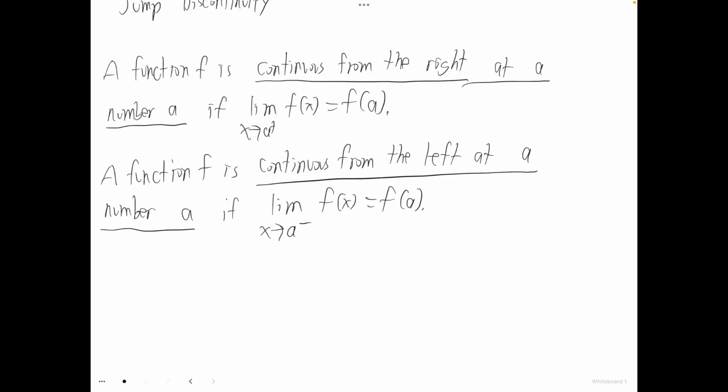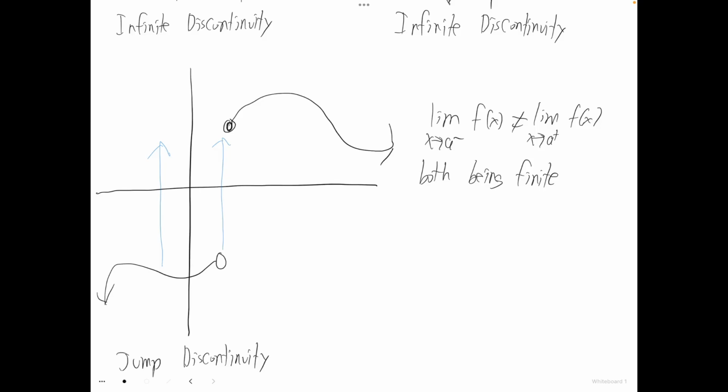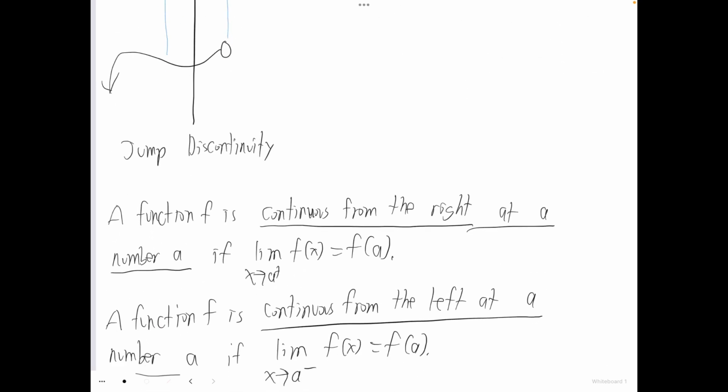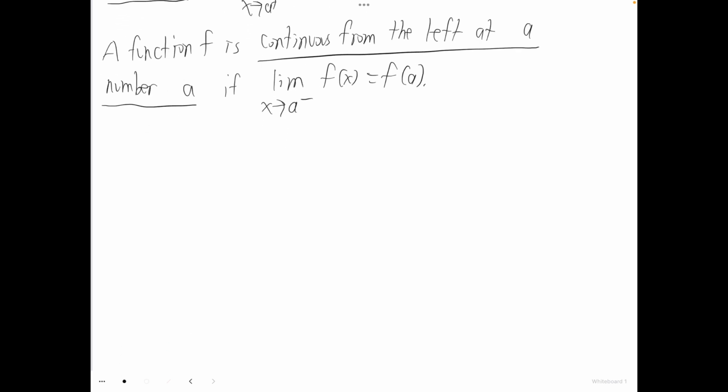And so here we only have to check the one-sided limits, which makes this a lot easier of a situation to be in. If we look at our jump discontinuity, if this point was defined again, then this function would be continuous from the right as we approach this value a, and not continuous from the left. And so it's possible to be right continuous and not fully continuous. And similarly, you can be left continuous and not fully continuous at a point.